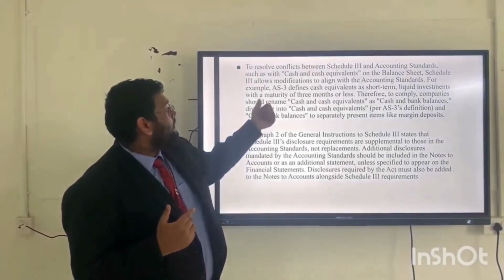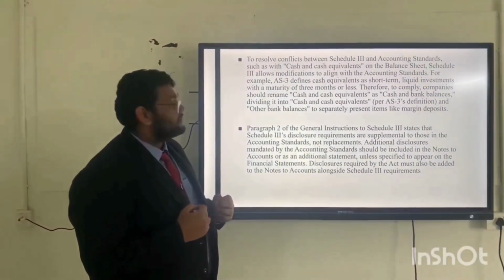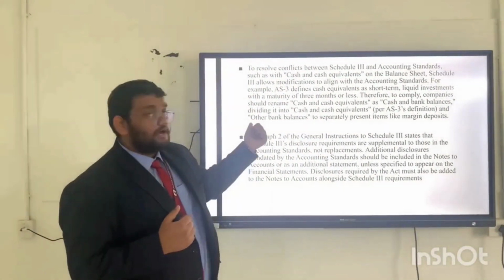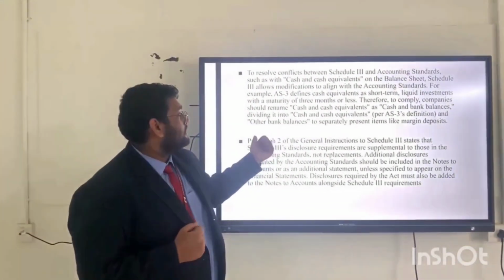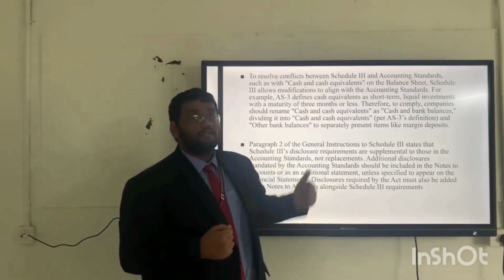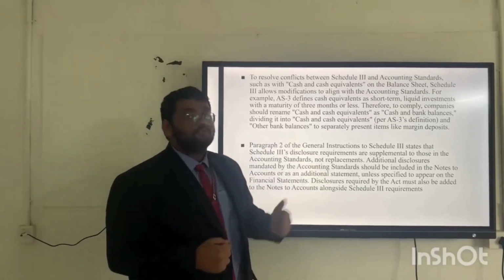Cash and cash equivalent, according to AS3, is defined as a short-term liquid investment with a maturity of less than 3 months. So basically now Schedule 3 says that cash and cash equivalents can also be known as cash and cash balances and other bank balances to avoid conflict.